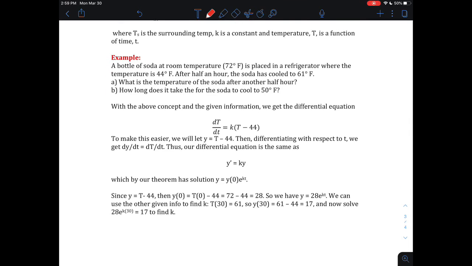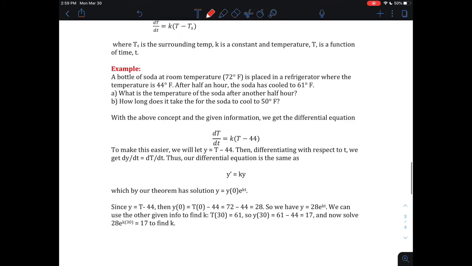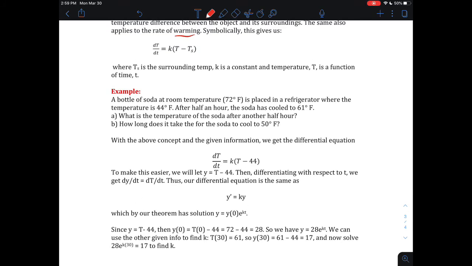So with the concept above and the information that we were given, the differential equation that we can start with is dT/dt, meaning the derivative of temperature with respect to time, is equal to a constant k times capital T, the function for temperature, minus 44, which is the surrounding temperature inside the refrigerator. To make this easier, we're going to let y be equal to capital T minus 44.